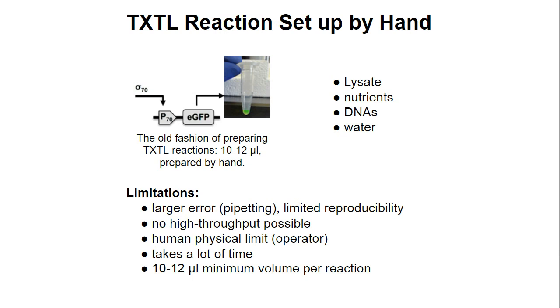Unfortunately, pipettes have larger errors, especially when we work with smaller volumes. You can only have one pipette in your hands, so it's unlikely to do high throughput reactions. Again, you do it with your hands. It's difficult. If you're doing it for a while, it can get tiring, and there's definitely a human physical limit. It takes a lot of time. So to set up a reaction, to think it through, to pipette everything, it's a lot of work.